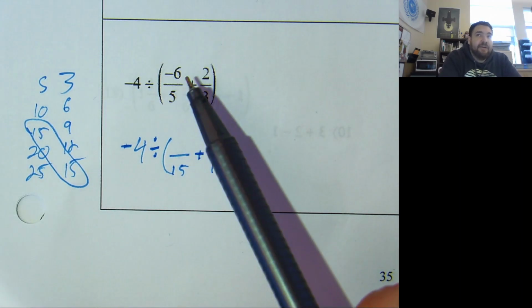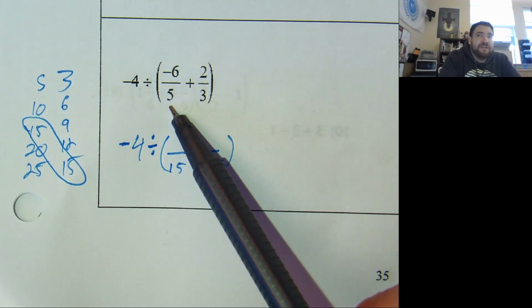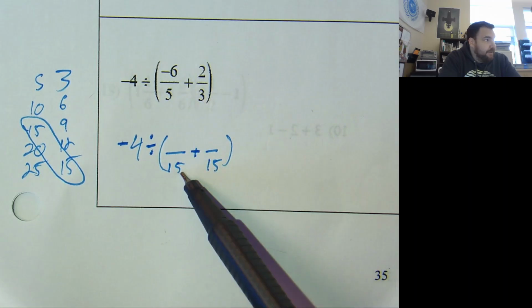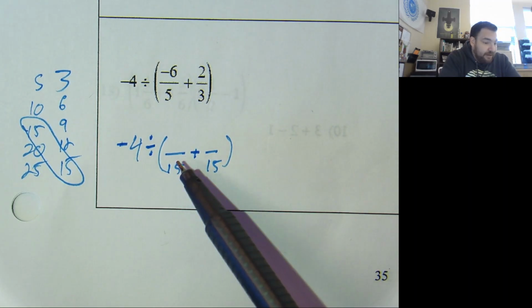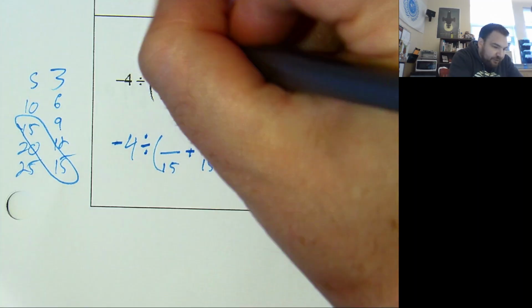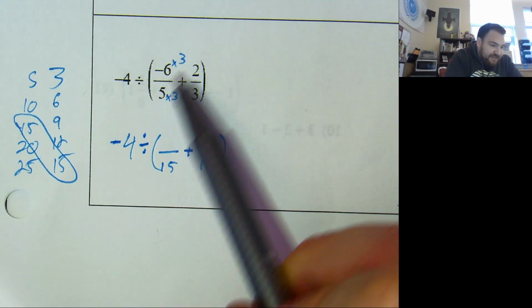How did I get there? How does 5 turn into 15? What do we have to multiply by to get that denominator? Yeah, Josh. 3. So I'm going to write in my work here. I'm going to multiply by 3, and whatever I do to the bottom, I have to do to the top. So then negative 6 times 3 is?